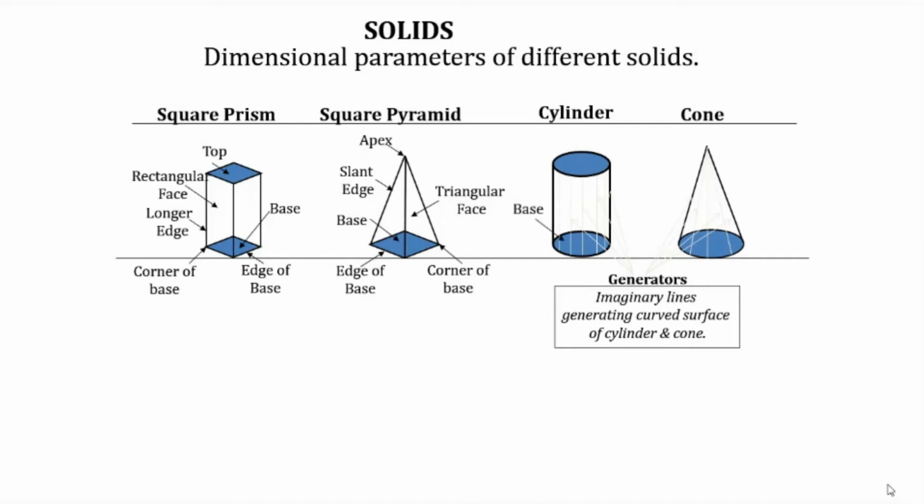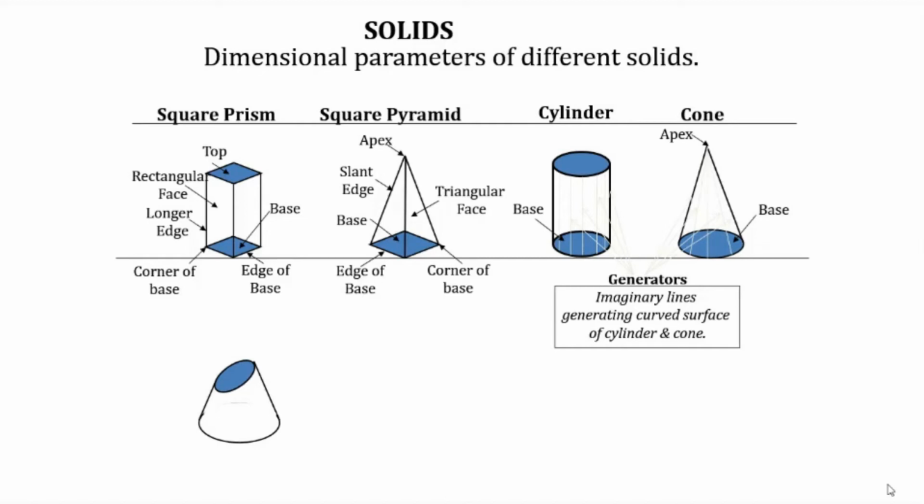Then the base is the circular face, and this is the apex. Here this is the base. And these basic cylinders and cones are the regular solids. Until now what we have seen are the regular solids. There are irregular solids also.